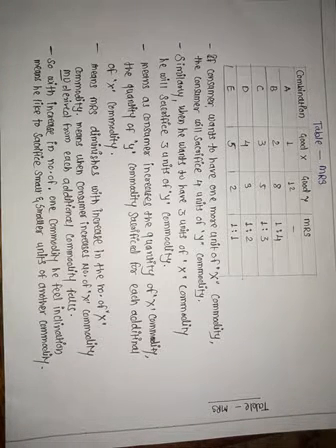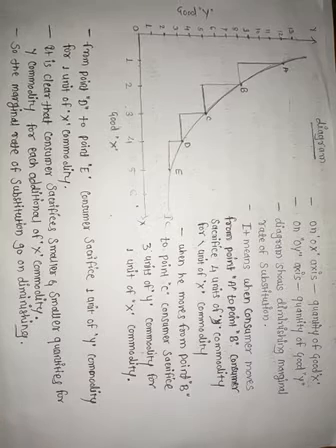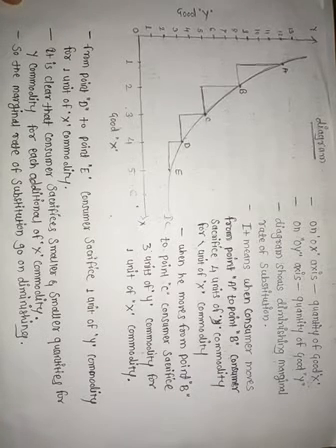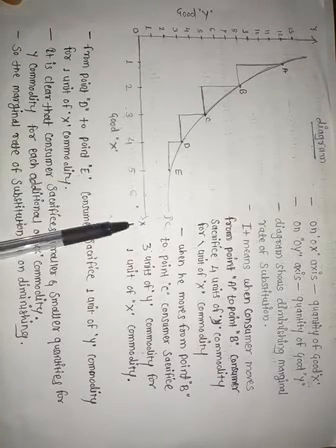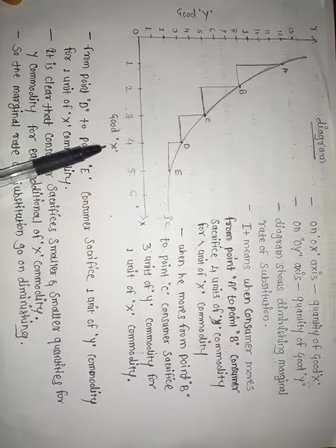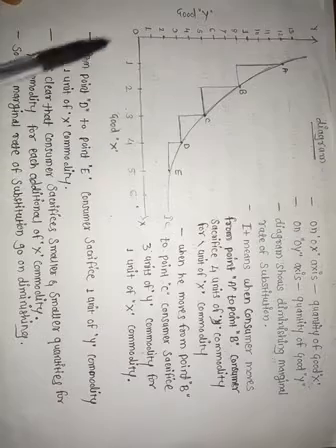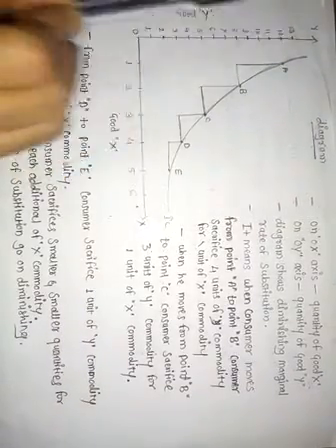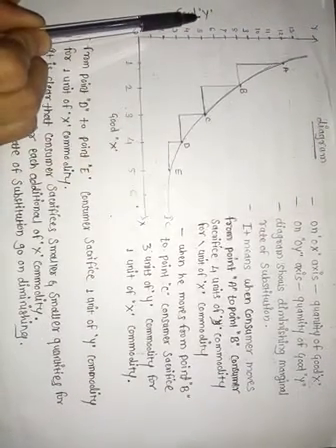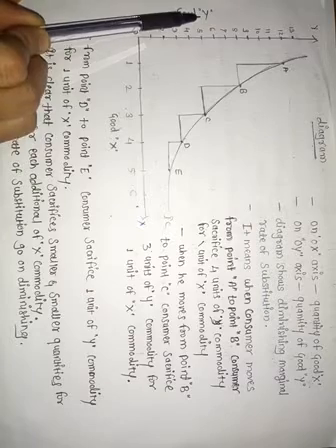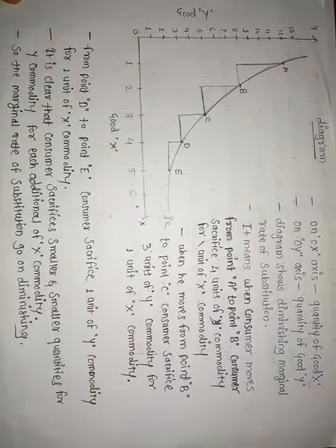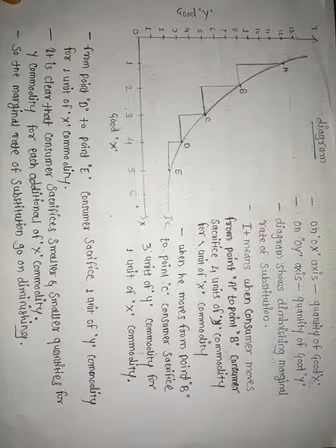Students, we will explain it with the help of the diagram. See here, in the diagram, on the OX axis we represent the quantity of the X commodity, and on the OY axis we represent the quantity of the Y commodity. Here the diagram shows us the diminishing marginal rate of substitution.